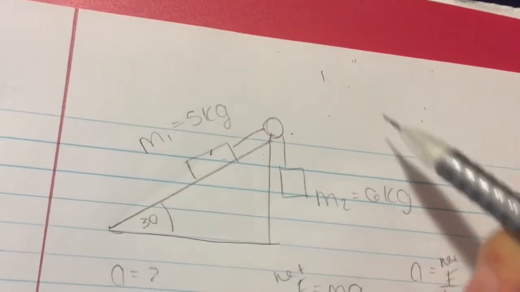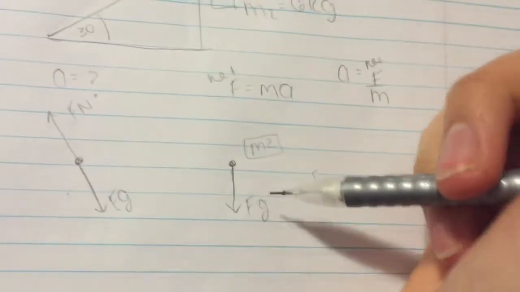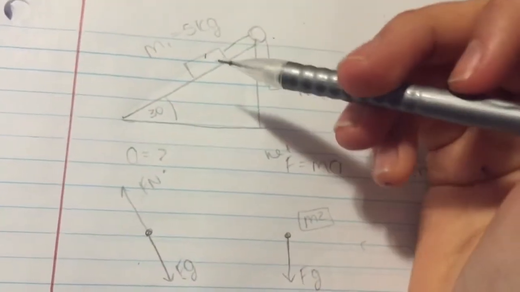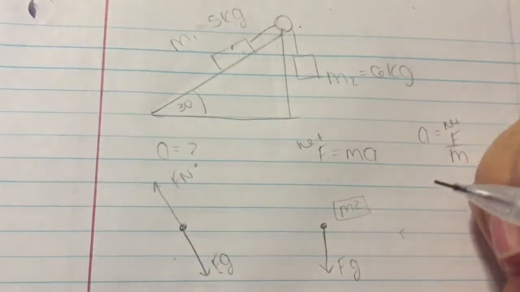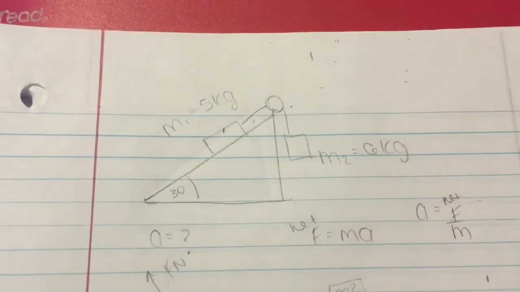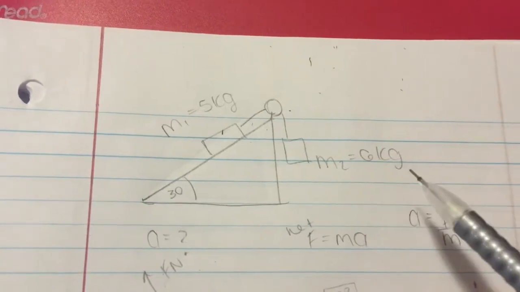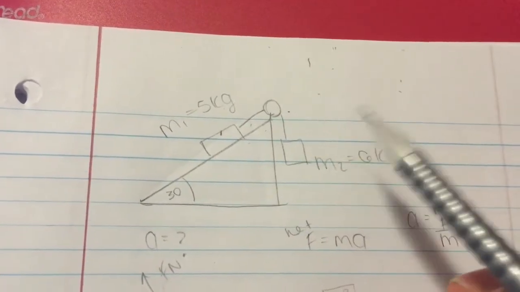And then, if we draw a free body diagram for mass 2, it's just the force of gravity. And if we draw a free body diagram for mass 1, we have to draw it tilted because it's on an incline, with an angle. So the question asks us to find the acceleration of the whole system. It gives us a mass of 6 kilograms and another mass of 5 kilograms, and they're connected by a pulley.